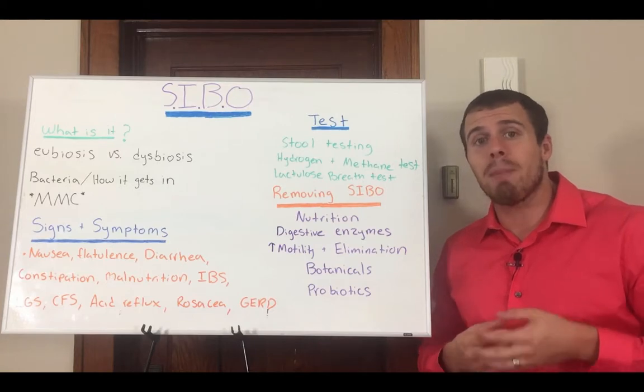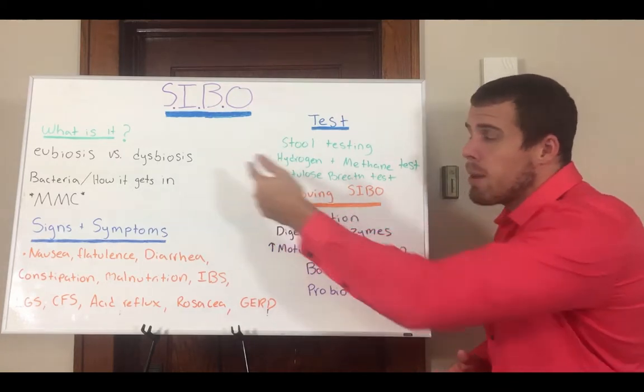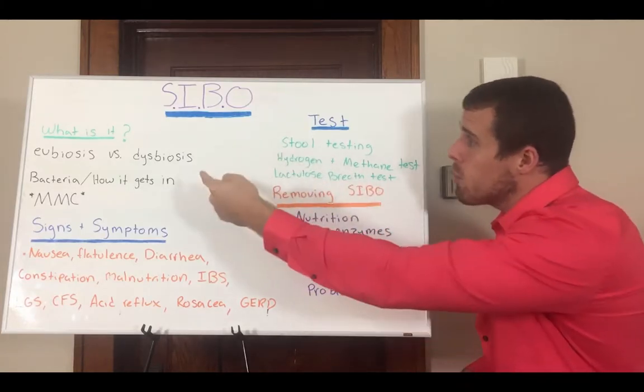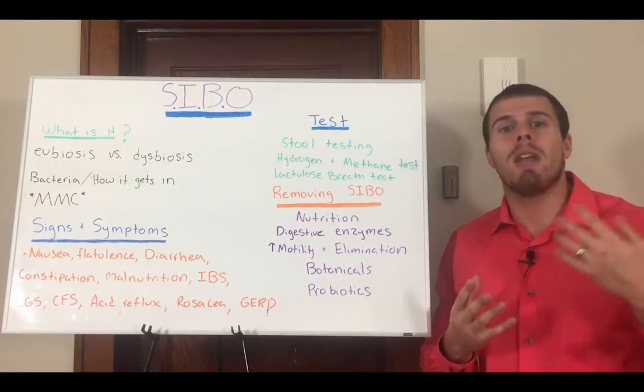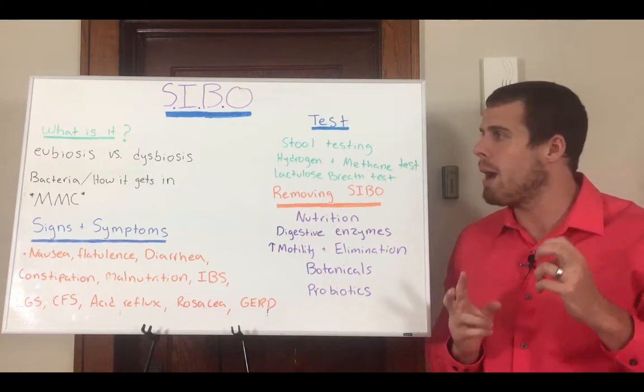It's supposed to be in the large intestine. And it migrates up, sits in the small intestine, and we create dysbiosis, which is going to be more bad bacteria than good bacteria. What we want to strive for is eubiosis, where we have the opposite. We have more good bacteria and less bad bacteria. We have a healthy microbiome.